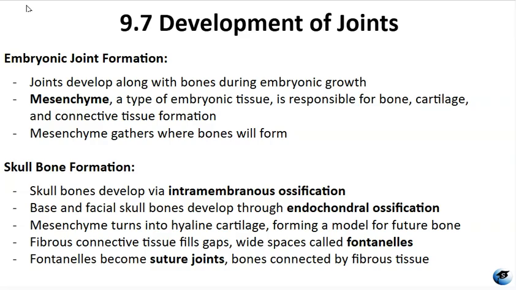During embryonic development, joints form alongside bones, guided by mesenchyme, which is the tissue that gives rise to bone, cartilage, and connective tissue. Mesenchyme gathers where future bones will form. In the skull, flat bones develop through intramembranous ossification, while the base and facial bones form through endochondral ossification. Here, mesenchyme becomes hyaline cartilage, creating a model for bone. Fibrous tissue fills the gaps between the developing skull bones, forming fontanelles, which we have seen later close to become suture joints in the skull.